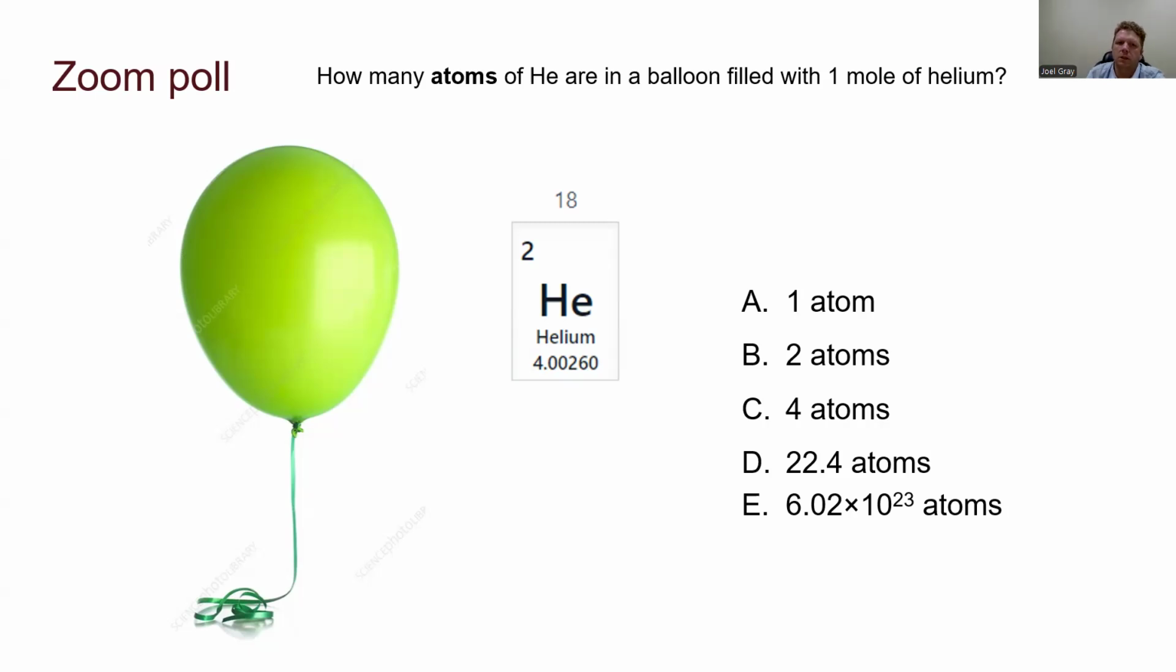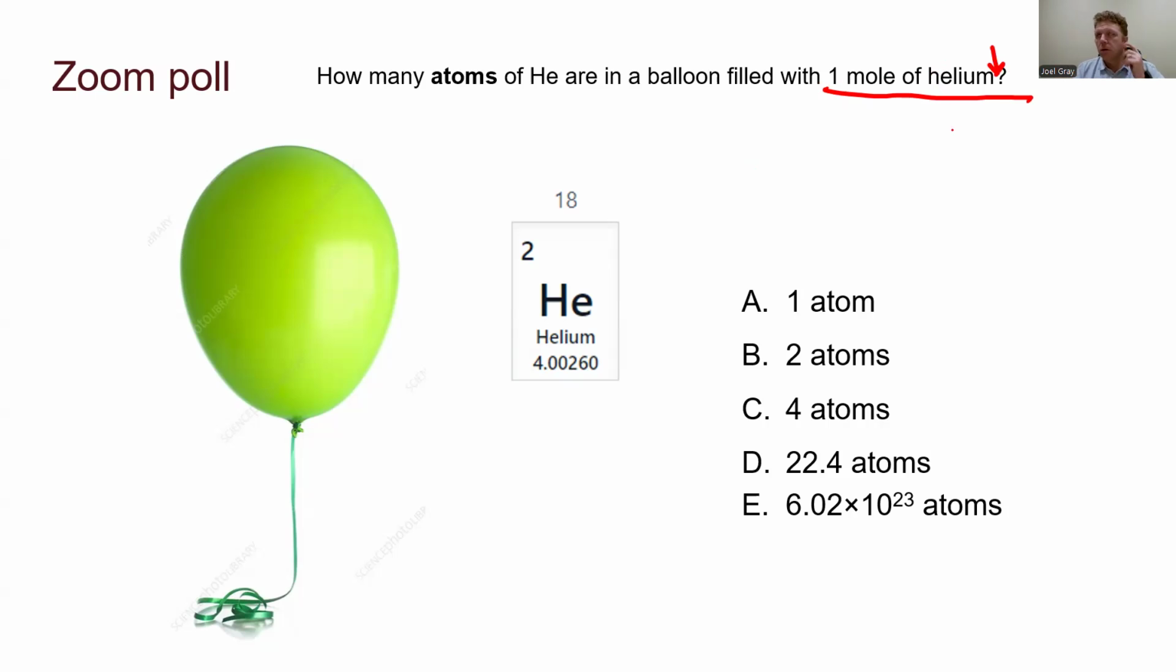Okay, so let's look at this. How many atoms of helium are in a balloon filled with 1 mole of helium? What is 1 mole of anything? 1 mole of pens is 6.02 times 10 to the 23rd pens. We can quantify it. It's not 2 pens, it's not 1 pen, it's 6.02 times 10 to the 23rd. It's 602 hexillion pens.